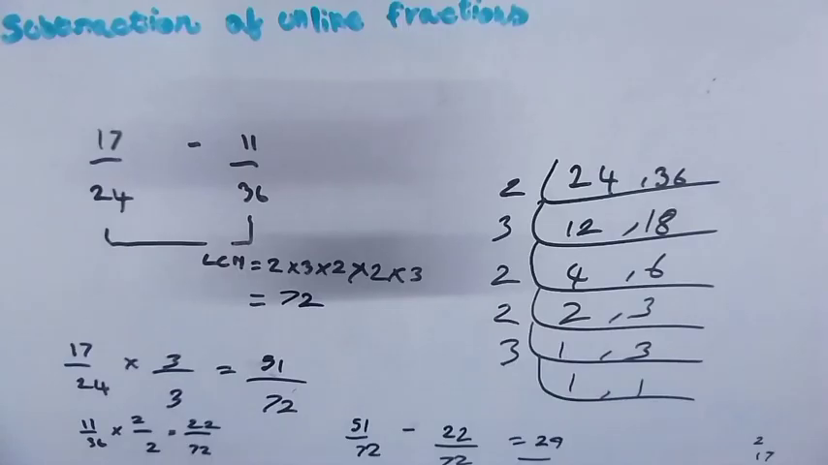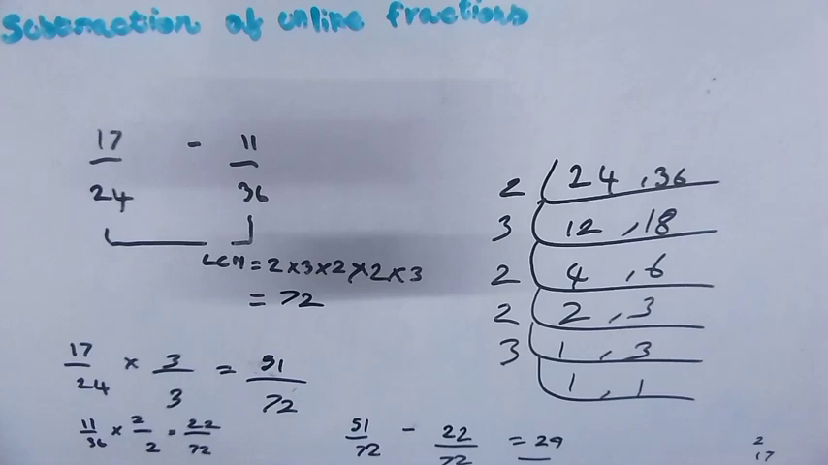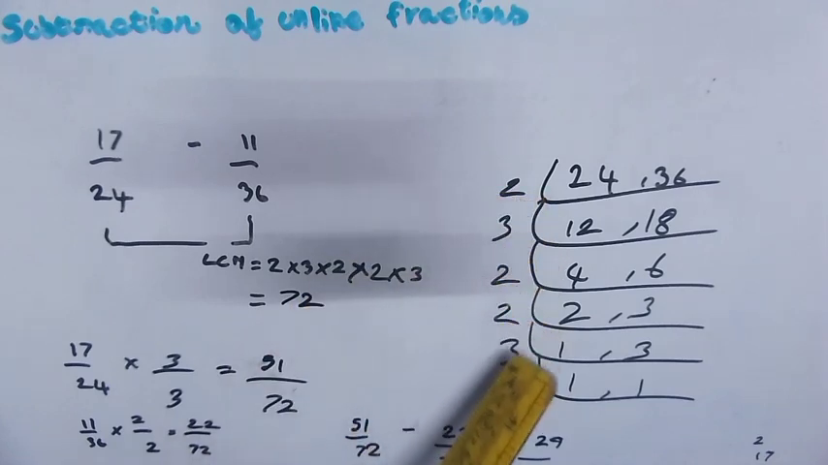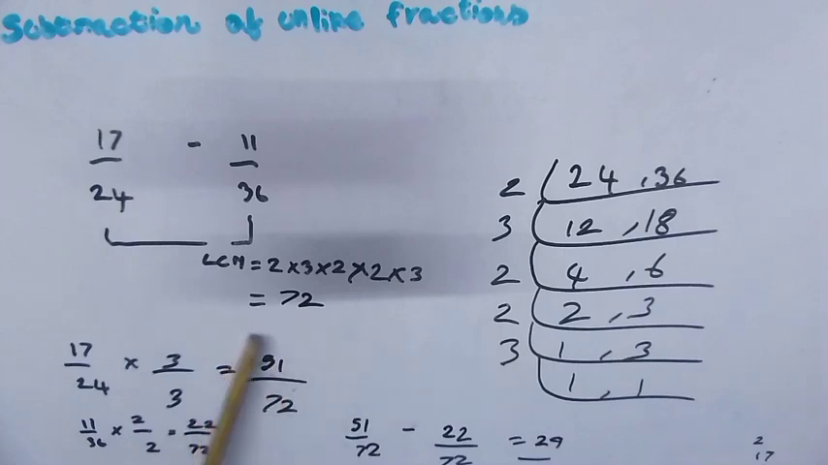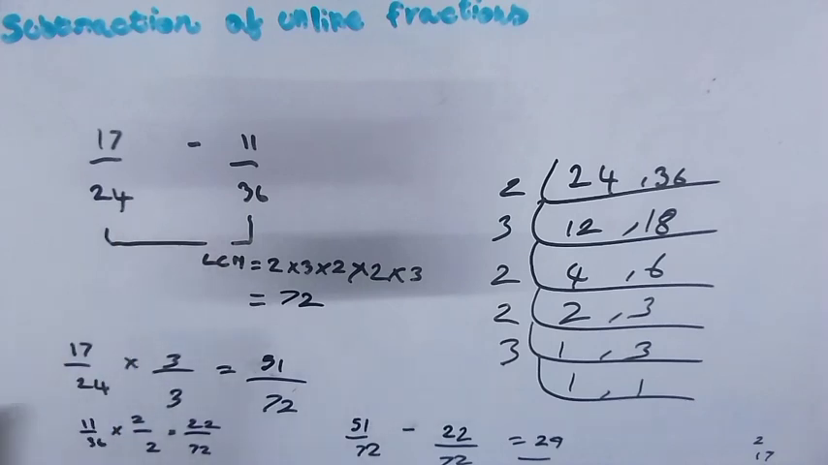Subtraction of unlike fractions. So 17 by 24 minus 11 by 36. These both are unlike fractions as the denominators are not the same. So to convert them into like fractions and subtract them, we have to find the LCM of both the denominators. To find the LCM, I've used the successive division method here, which was uploaded in the last video. Have a view. So LCM is 2 into 3 into 2 into 2 into 3, that's written here, and that's 72. So 72 is the LCM of 24 and 36, that is the denominators of both the fractions.